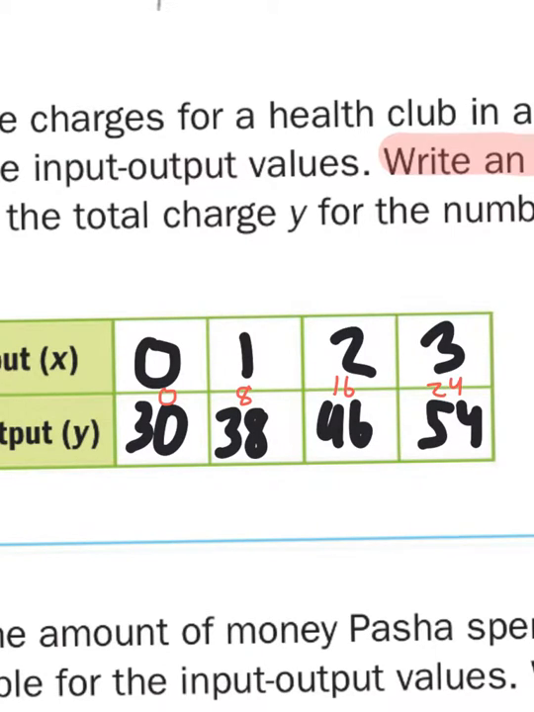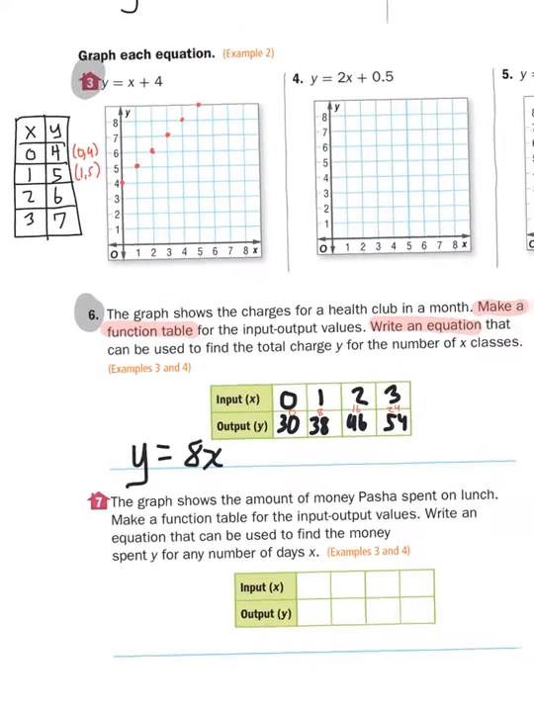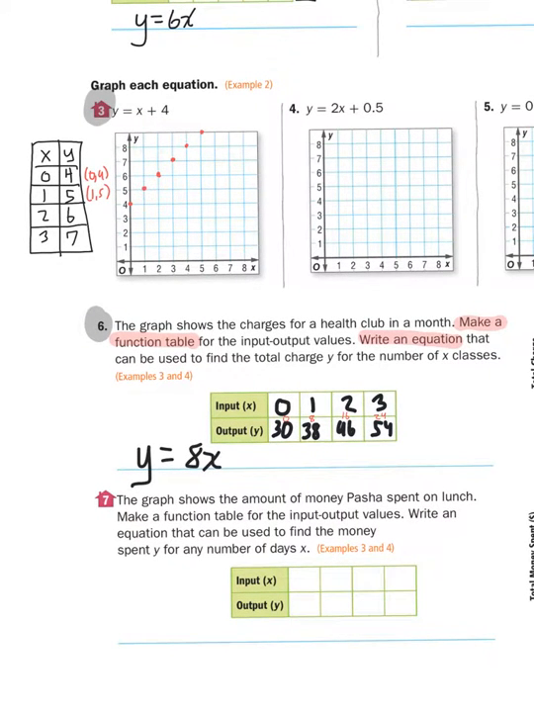But now I need to see what I have to add to get the rest of the way. So I know to go from 0 to 30, it's plus 30. 8 plus 30 is 38. 16 plus 30 is 46. And 24 plus 30 is 54. So when I get the rest of my equation, get my pen ready again, I should have 8 times x plus 30. So that is my equation for number 6.